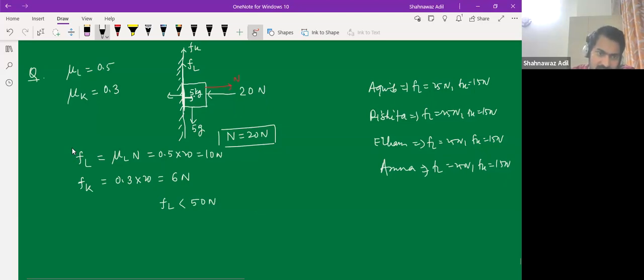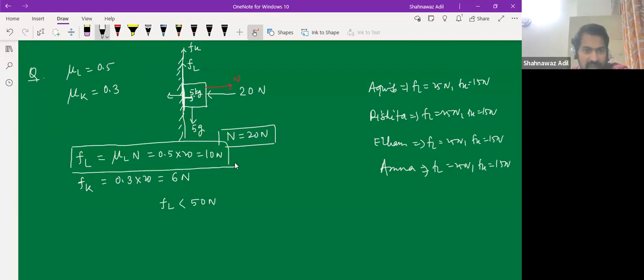You guys saw that this friction is not dependent upon the heaviness of the object, but the movement is dependent upon this weight, right? Motion is dependent upon the weight, but this friction is not.